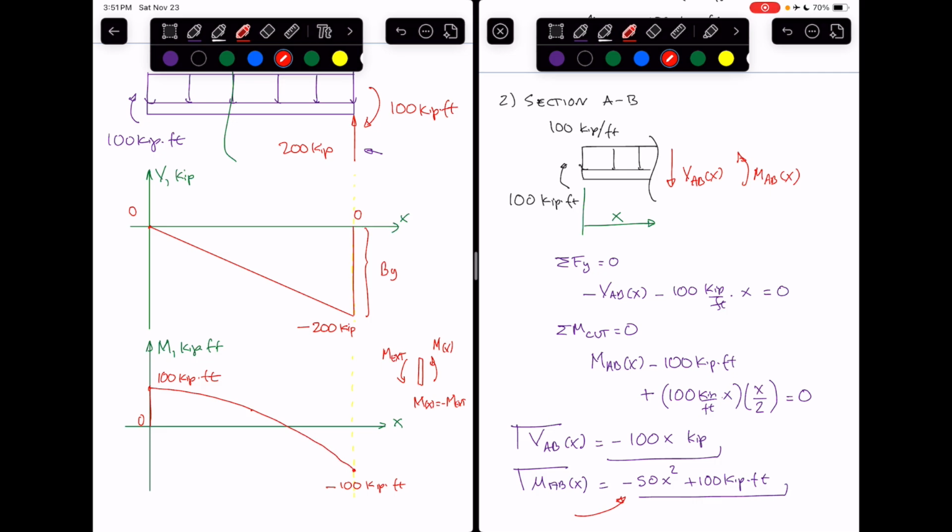Now, this doesn't end at 0, but we do have another external couple, 100 kip foot in the negative direction, according to my right-hand rule, resulting in another positive jump of my bending moment diagram, and we land at 0. So now for this problem, we have come up with the loading diagram here, our shear diagram, and our bending moment diagram.